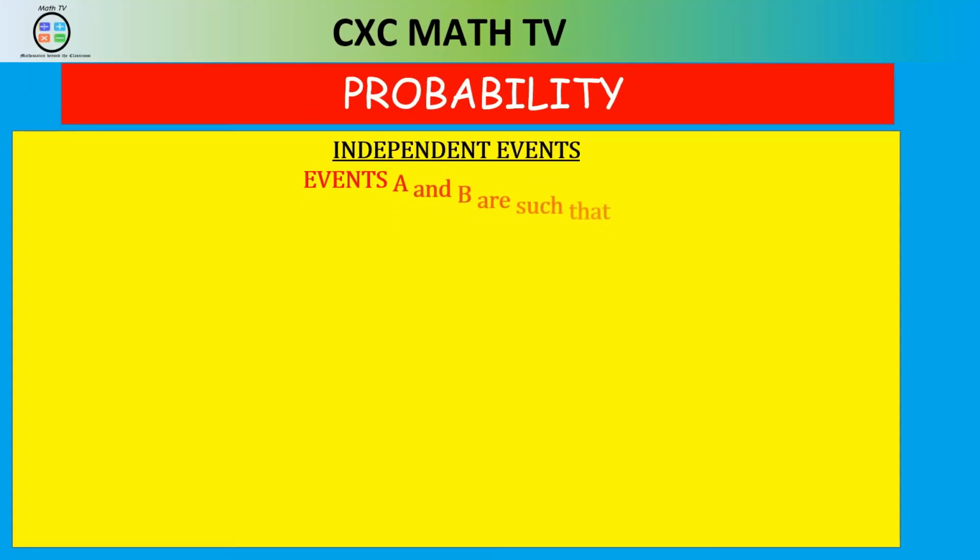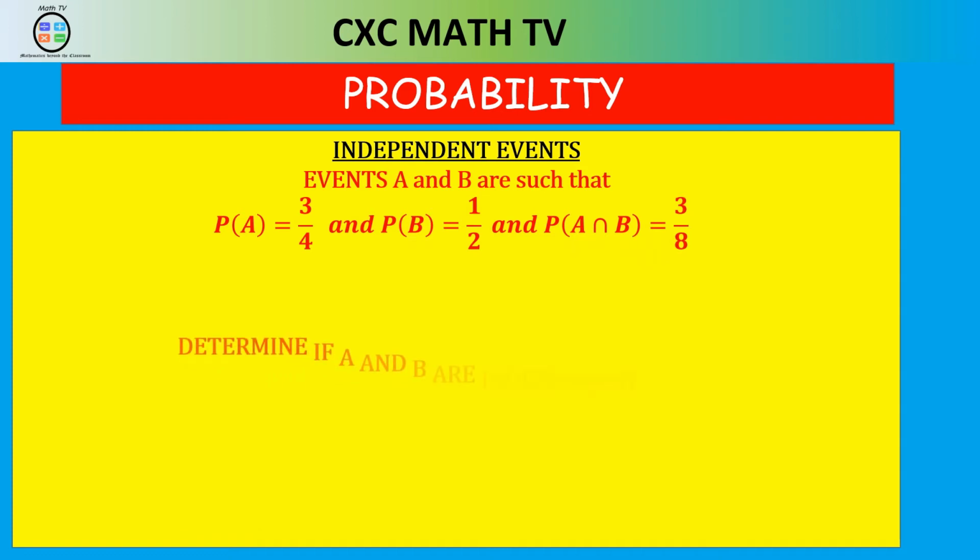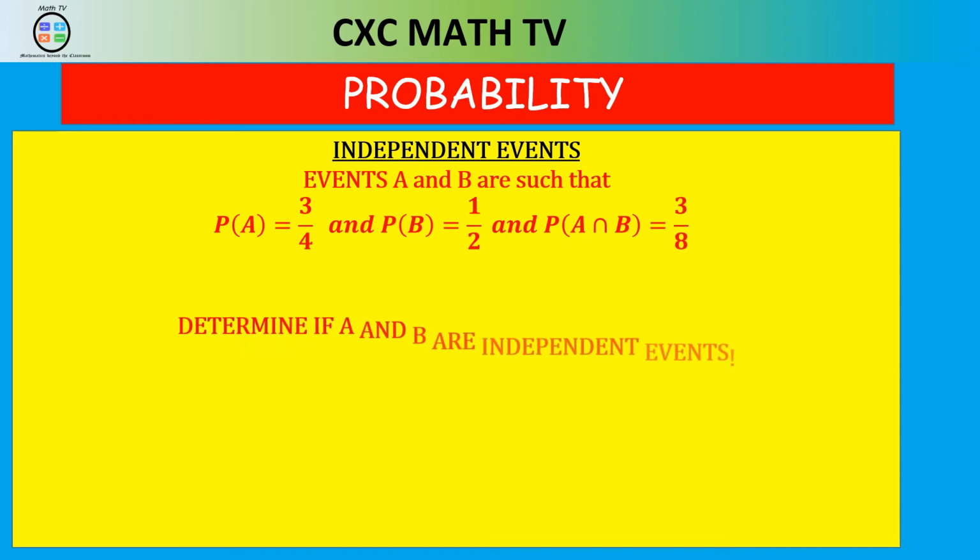So let us take a look at an example of independent events. So look at this. Let's say A and B are such that the probability of A is 3/4 and the probability of B is a half and the probability of A intersect B is 3/8. And a question might say determine if A and B are independent events.